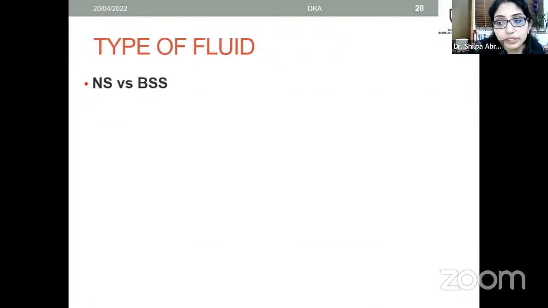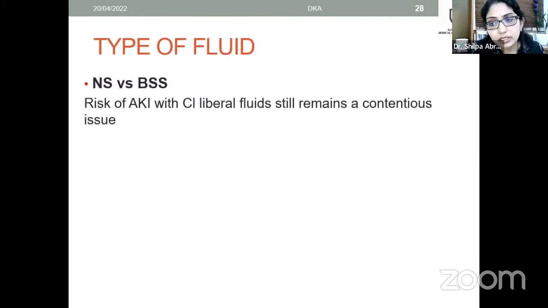And what type of fluid? That is again a debate. What is the type of fluid? Is it NS or is it balanced salt solution? Is it NS or is it half NS? So the consensus now is NS or BSS. Both are okay. If you can give balanced salt solution, it can be given, but NS also is acceptable.